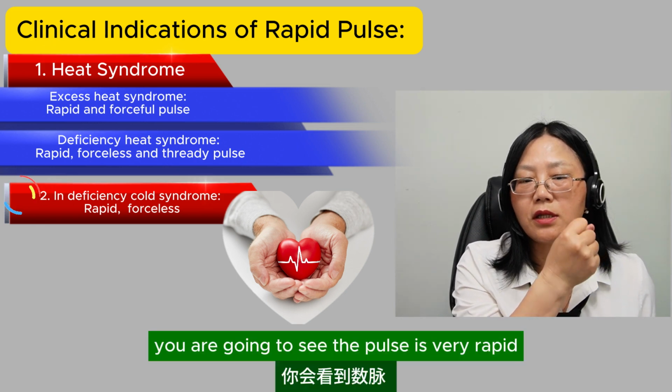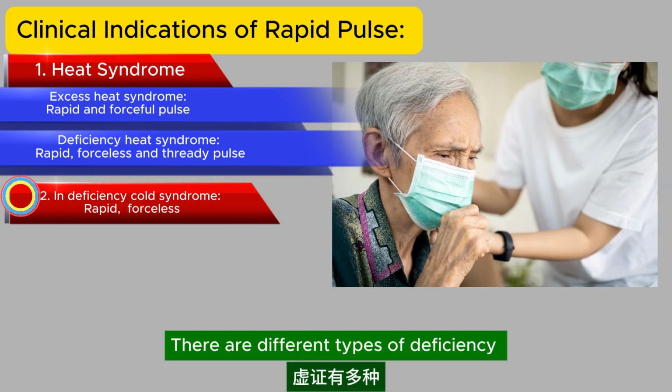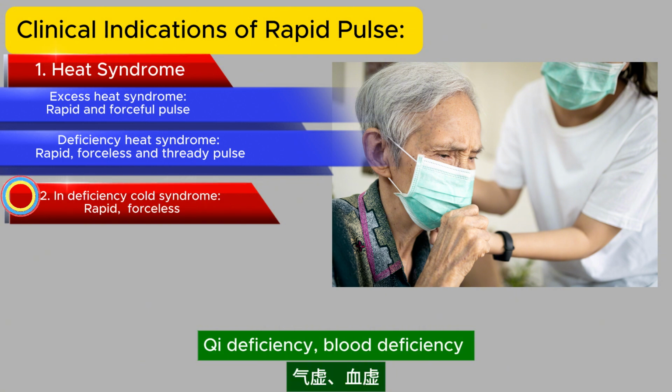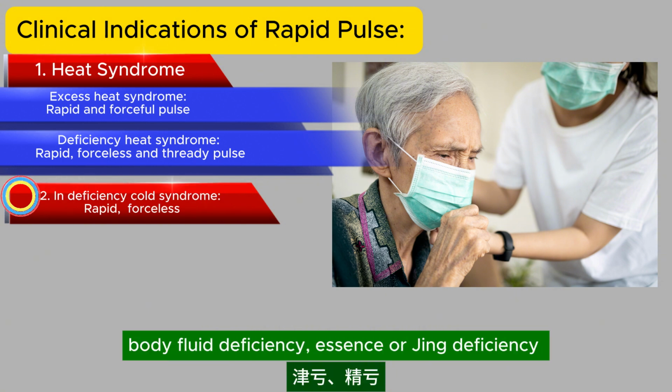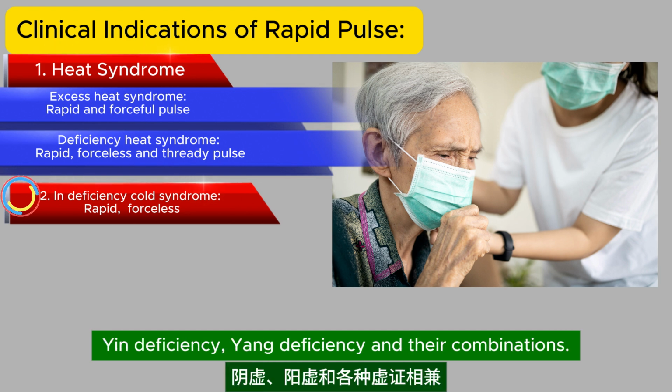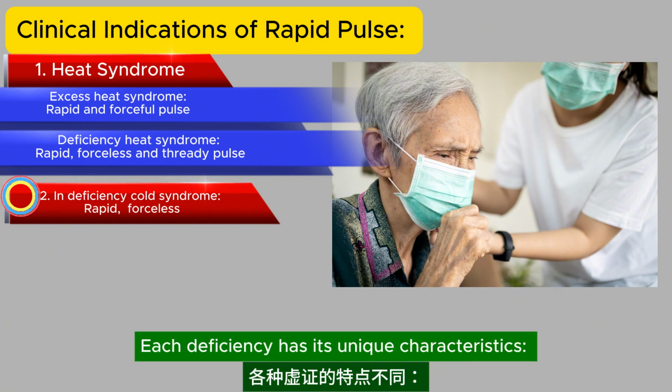You're going to see the pulse is rapid. There are different types of deficiency: qi deficiency, blood deficiency, body fluid deficiency, essence or gene deficiency, yin deficiency, yang deficiency, and their combinations. Each deficiency has its unique characteristics.